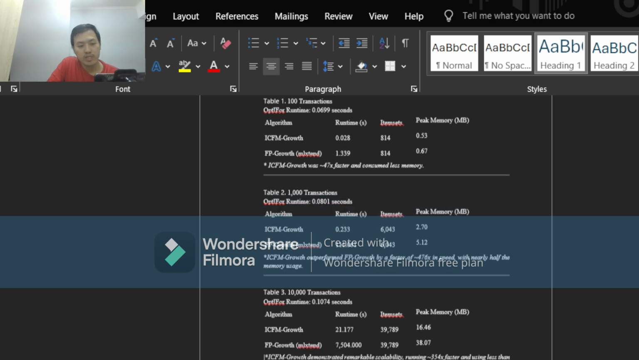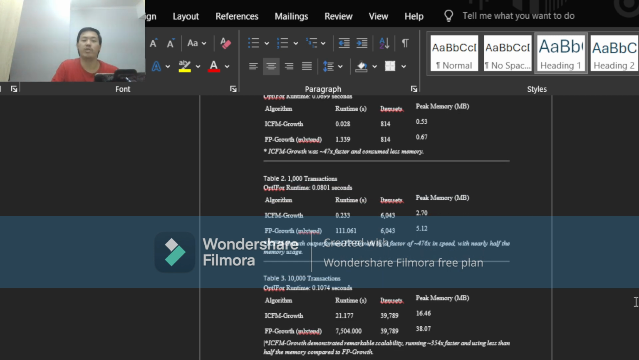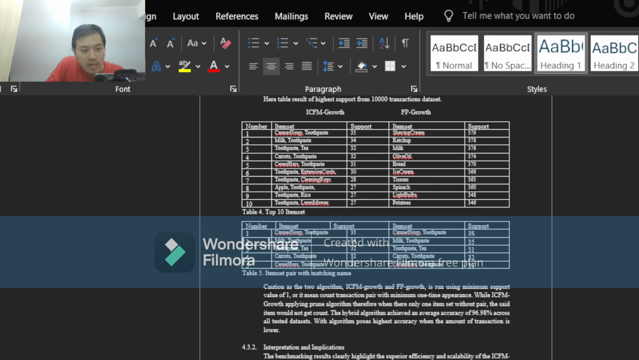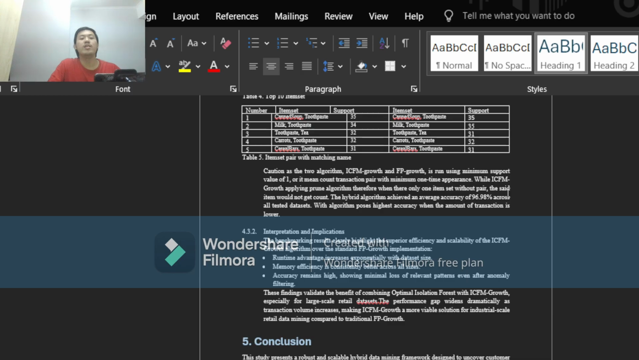But does it mean anything if it's fast but inaccurate? By comparing these three levels of difference, I gained 96.98% accuracy of the same variables in the dataset I'm using.